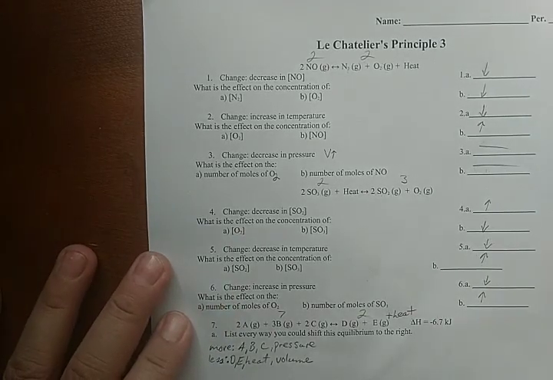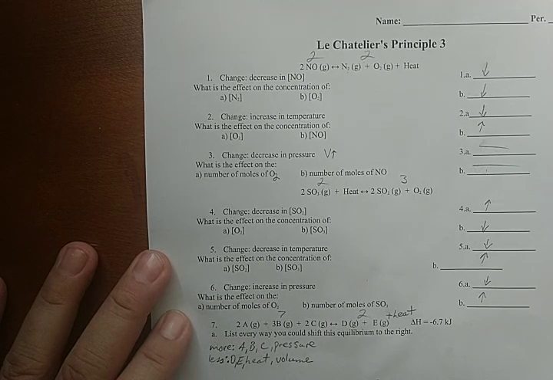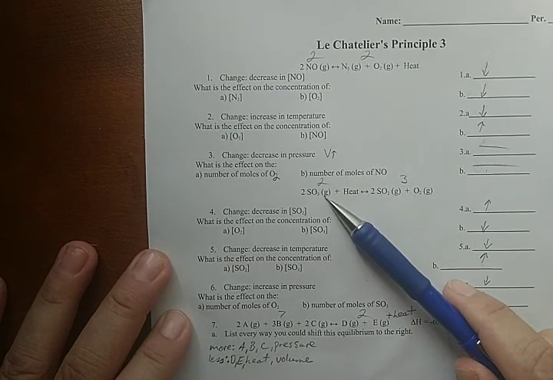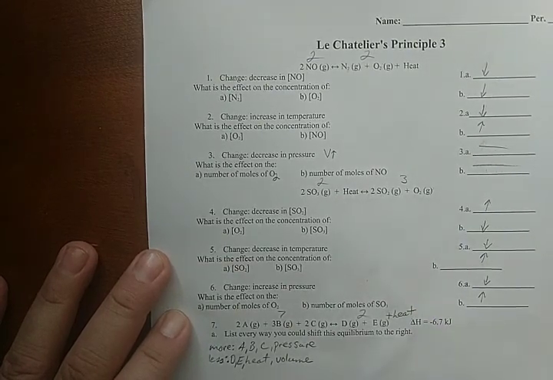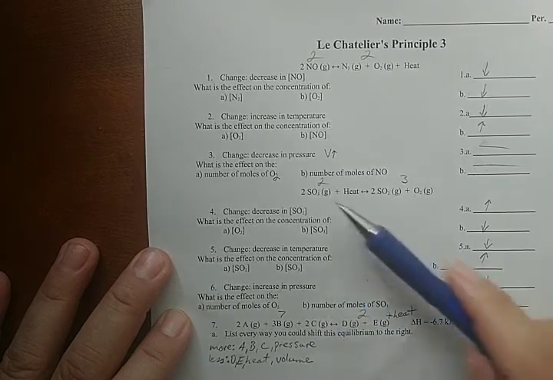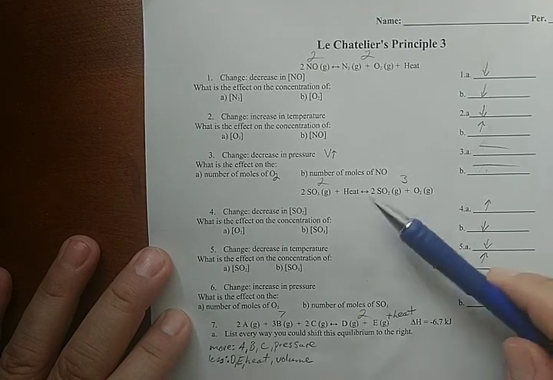6, increase in pressure. Okay, so here's a pay attention moment. Increase in pressure. Everything's crammed together more. Which one fits into the crammed together space more? 2 gas molecules or 3 gas molecules? Well, 2 fits into a tighter situation better than 3 does. So if you increase the pressure, this equilibrium will shift toward the side that has fewer gas molecules. So this will shift left.